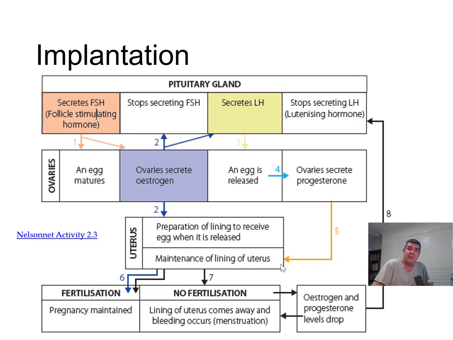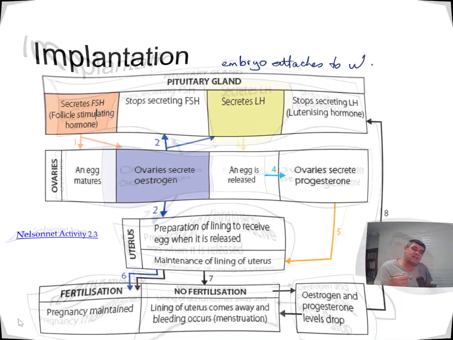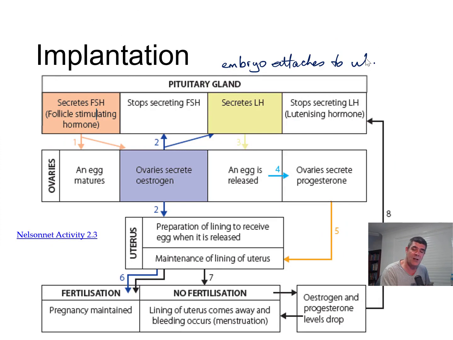This is also from one of the Nelson worksheets. This is a flow chart, and flow charts are another nice way to try and show some of the processes that are occurring, where one thing starts and another thing stops, whether or not rising levels of one thing create falling levels of another, and so on. So implantation is the process where the embryo, it's now an embryo, a little ball of cells, is going to attach. Implantation is where the embryo attaches to the uterus, to the lining, to the wall of the uterus that's been previously prepared for it.